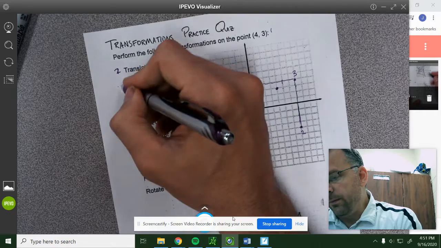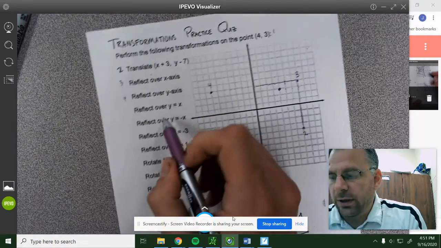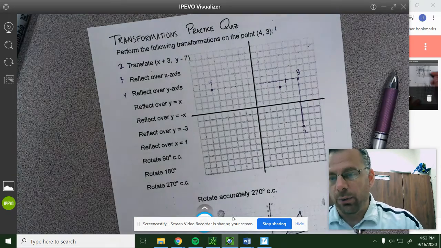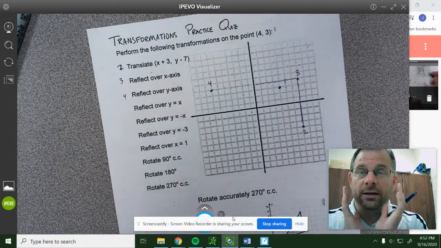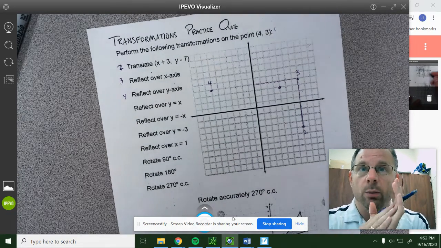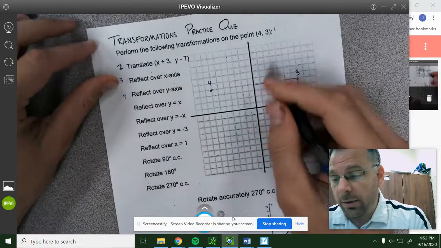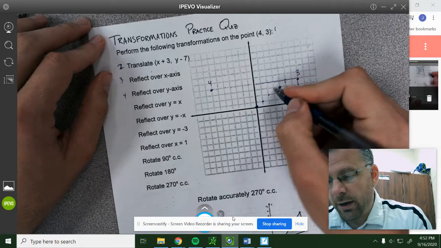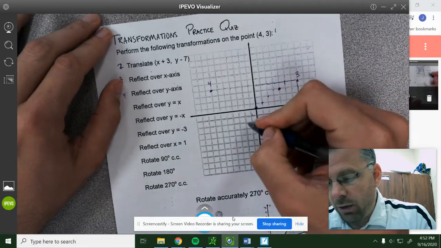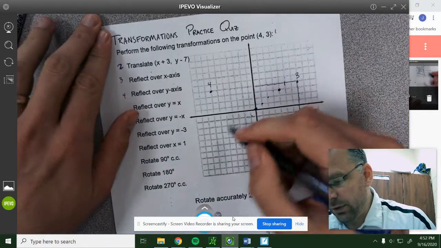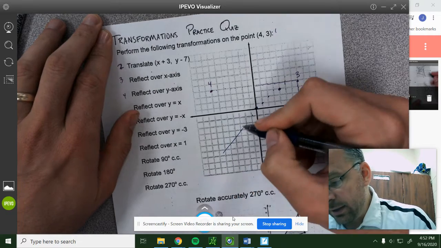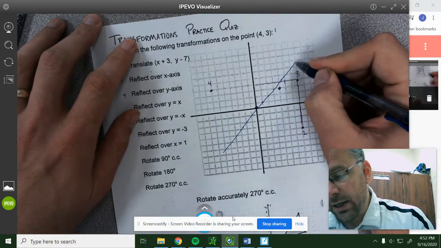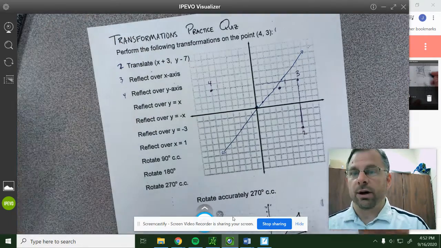Now the next one, so this is 3, 4. The next one is to reflect over the line y equals x. So it's important to remember where that line is. Remember, that's the line that has a slope of 1 and a y-intercept of 0. So I'm going to put my point right here at 0. I'm going to go up 1 over 1, up 1 over 1, and down 1 over 1, down 1 over 1, so that this is an exact line of y equals x. If I just guesstimate this, it's going to create problems.